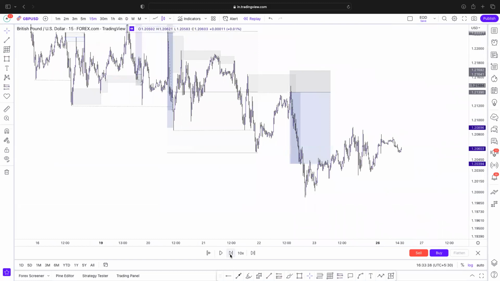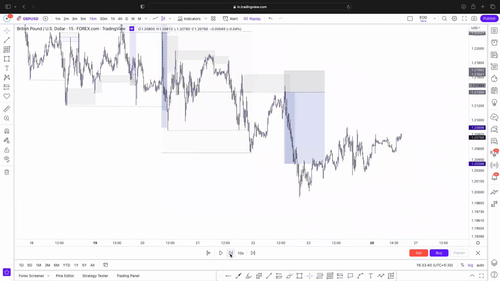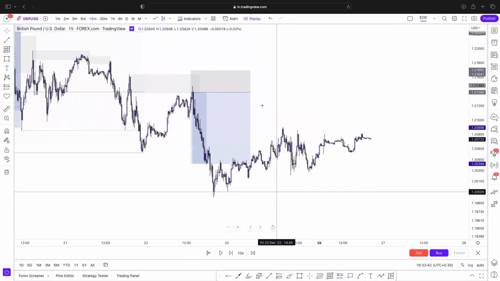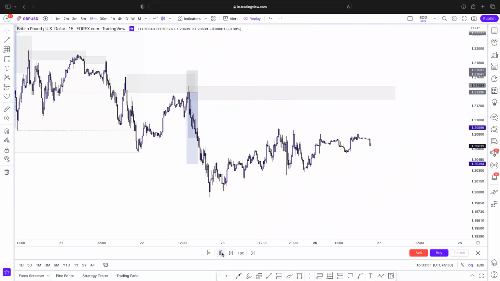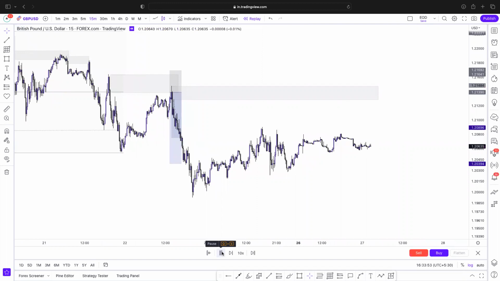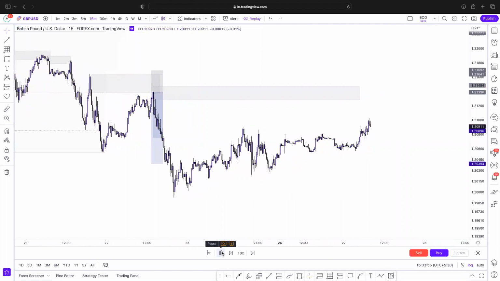And if I focus ahead, we have this 15-minute break of structure. I'll just take that back. And we have this again 5-minute, 15-minute break, and it is just a mess. I'll just move forward because there was nothing at that point of time.